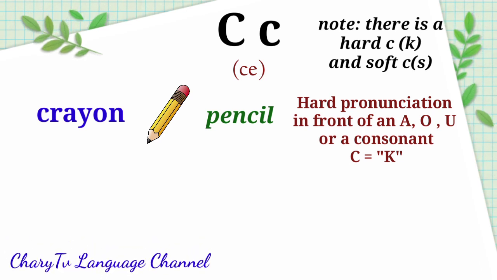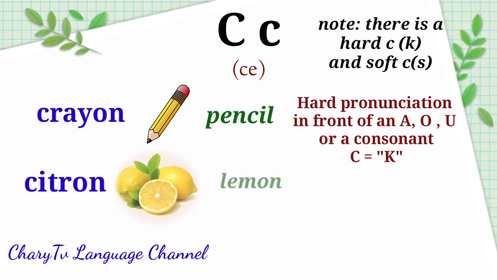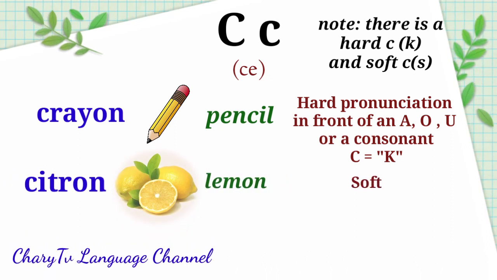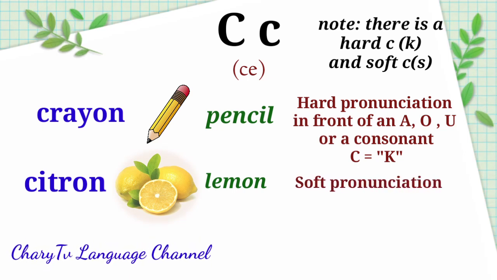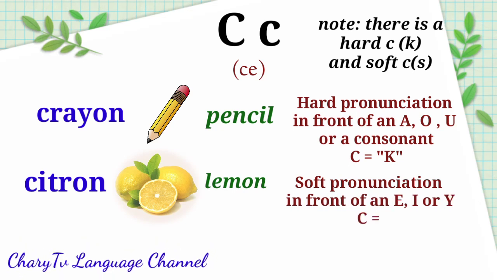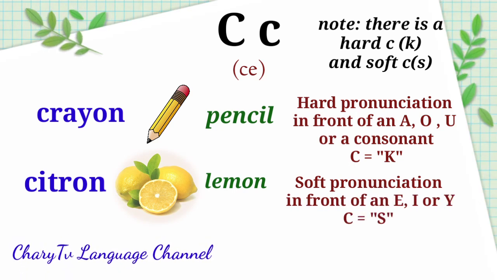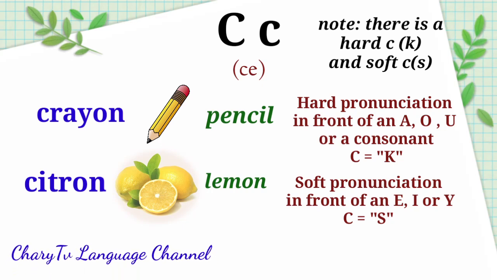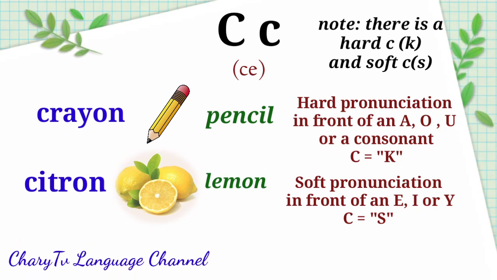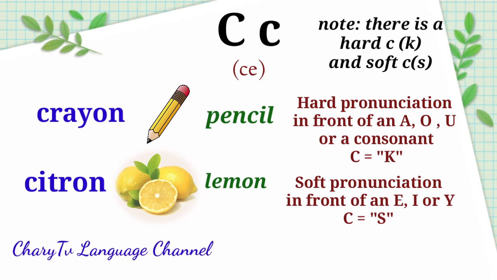For the soft C, like citron, which means lemon, it is a soft pronunciation if it is in front of an E, I, or Y. So C is pronounced as S. Okay? Again, citron. Let's listen. Citron.